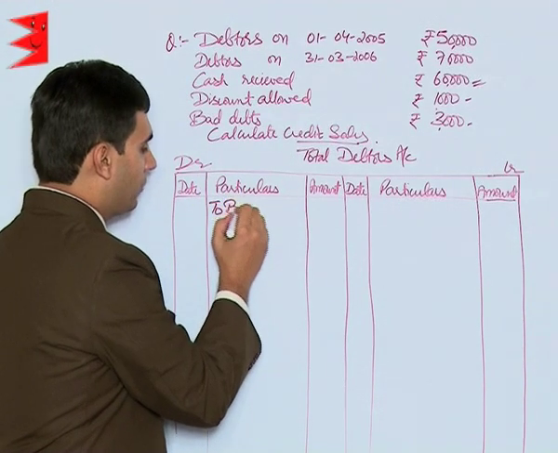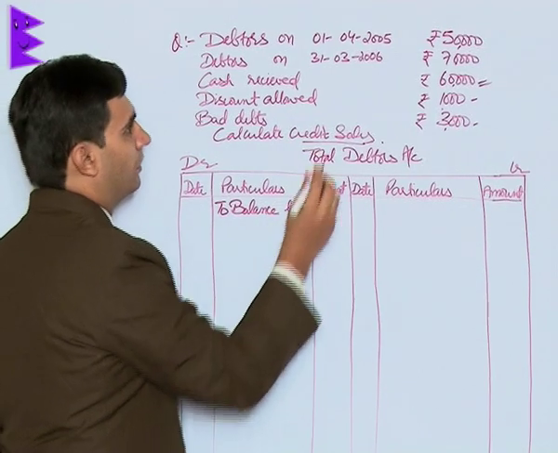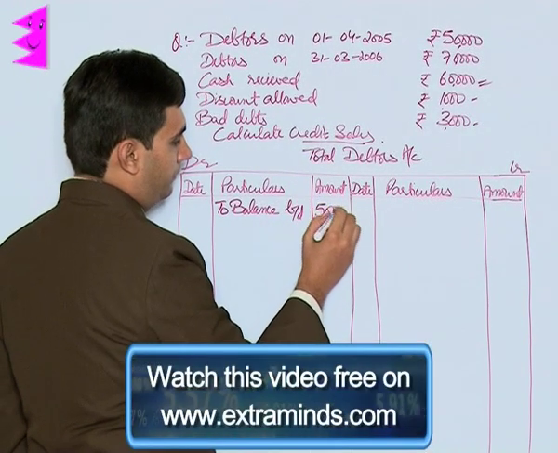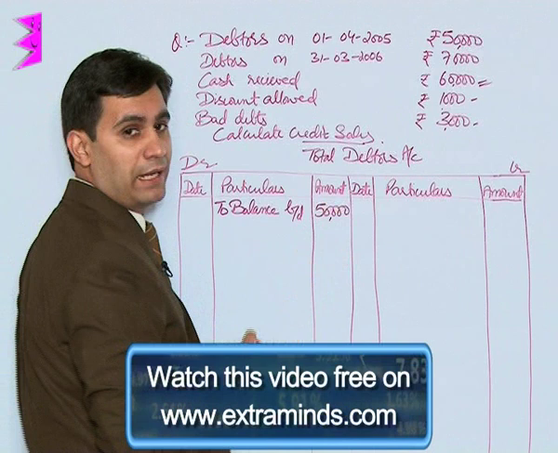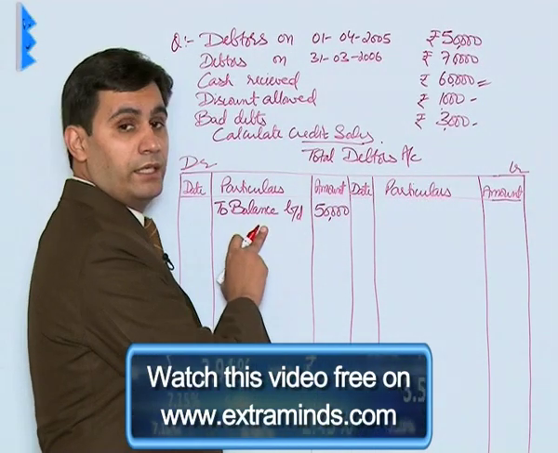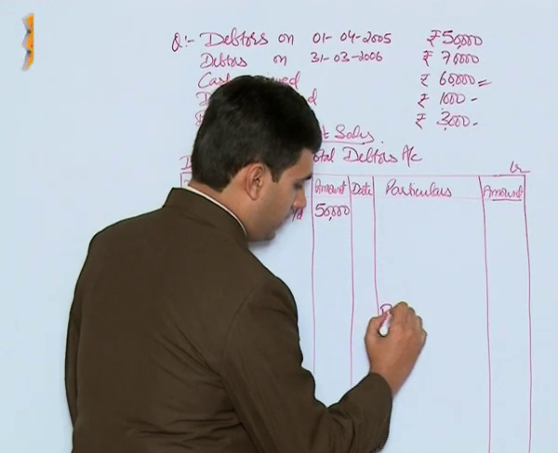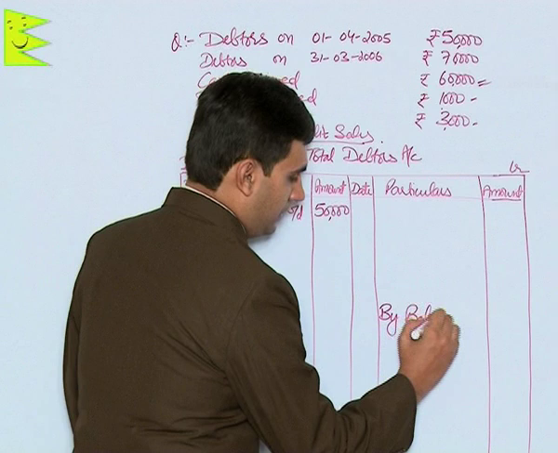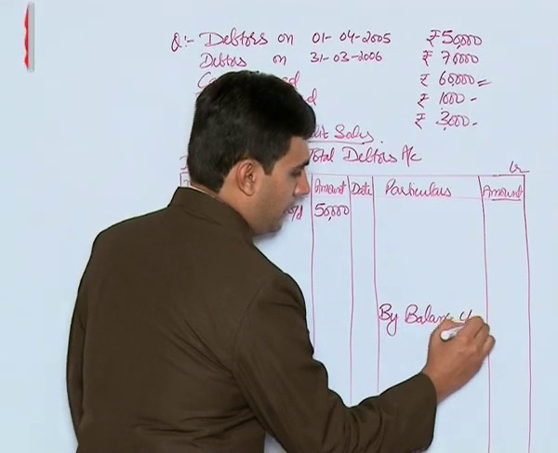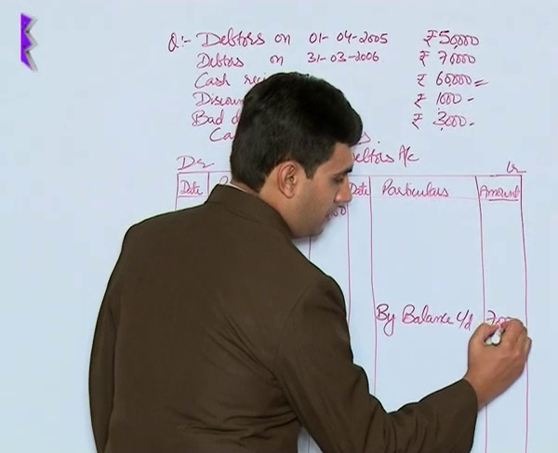Balance in the beginning of the year would be recorded as to balance brought down 50,000. That is the opening balance. Since debtors are the assets, it would be recorded on the debit side. Then closing balance here is by balance carried down and the amount is 70,000.